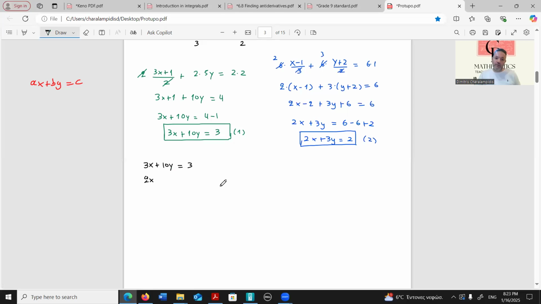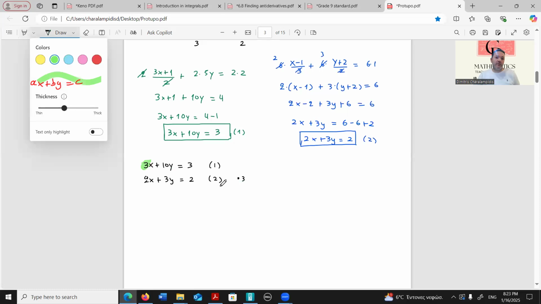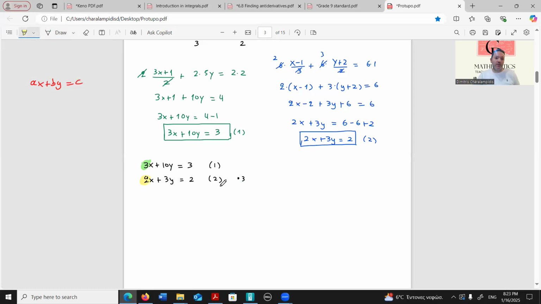I can solve it through substitution, but I should avoid that simply because I will again create fractions when trying to solve for any of the variables. So I will do that by elimination. And I will choose to eliminate x. Since the coefficient of x of the top one is 3, this means that I should multiply the second one by 3. Since the coefficient of x of the second one is 2, I should multiply the first one by 2.